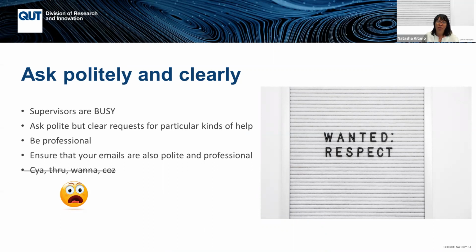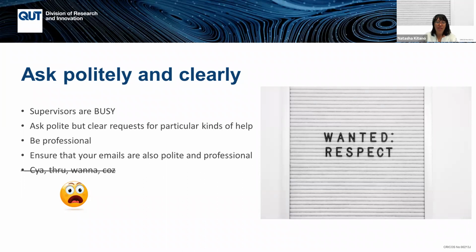It's surprising to me sometimes, supervisors say that students will write "see ya", "wanna", like all of this really informal language. You need to have a professional relationship with them. So just remember to ask polite but clear requests for particular kinds of help. Please be professional, and please also ensure that your emails are polite and professional. We need to have that etiquette in our emails as well. And it's quite surprising how some students forget that when they're emailing.